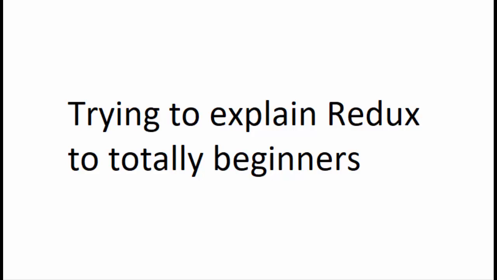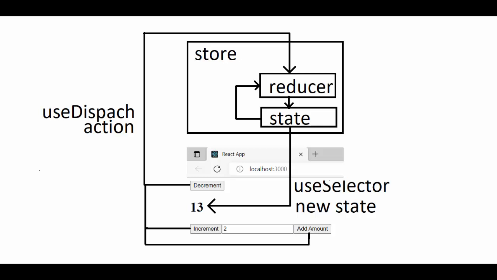Trying to explain Redux to totally beginners. Redux is a pattern, an architecture of software. Redux is a JavaScript library. Here is the pattern of Redux. When something happens on our web page, in React it means when something happens on a component, because a web page in React is a composition of one or more components.